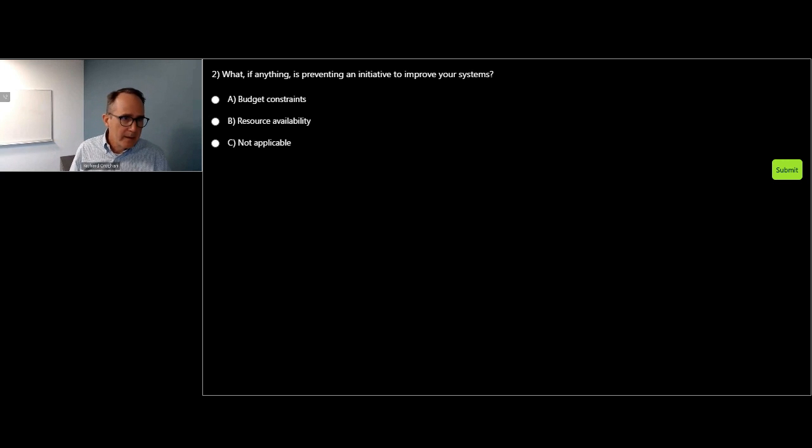So I think it's pretty simple. Budget constraints or resource availability. I saw one comment come in on Q&A. It's not really Q&A, but again, I understand it. And the comment was just lack of personnel. So I think I read that as they don't have IT people on staff.